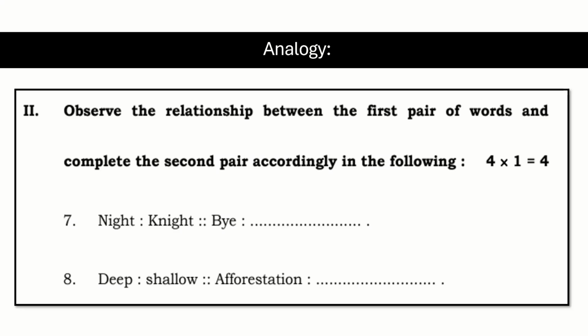This is the question screenshot which I've taken from one of the model question papers. It says, observe the relationship between the first pair of words and complete the second pair accordingly in the following. So you will get 4 marks to score here. Question number 7 and 8, as you can see, it says night and day, and what it corresponds to. Deep and shallow, afforestation, and the next one.